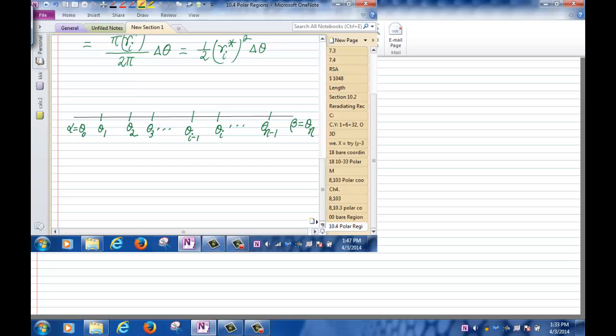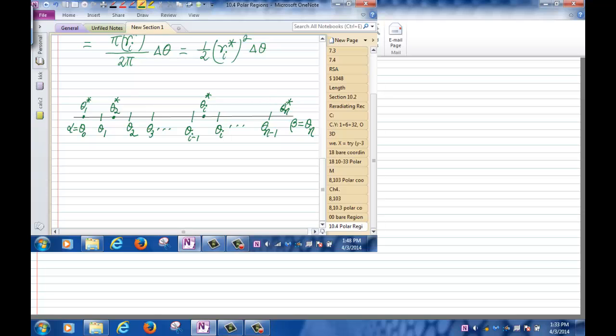Now, what I'm going to do is, in each subinterval, I am going to pick one number. So here I'm going to pick theta 1 star, here I'm going to pick theta 2 star, and here I'm going to pick theta i star. Here I'm going to pick theta n star. So in each subinterval you pick a point. These are called sample points.